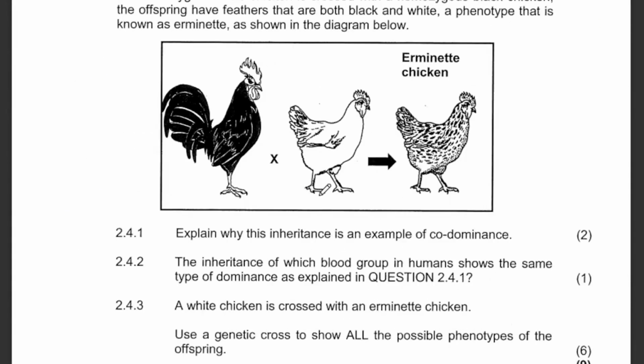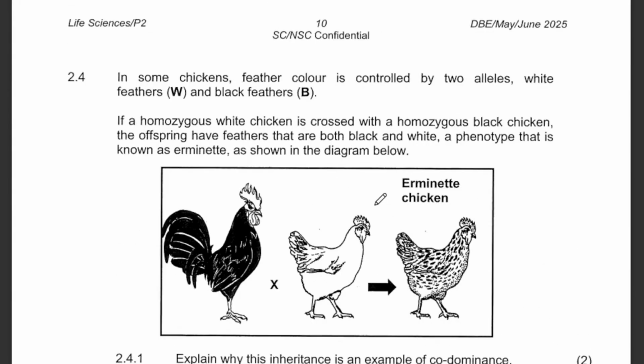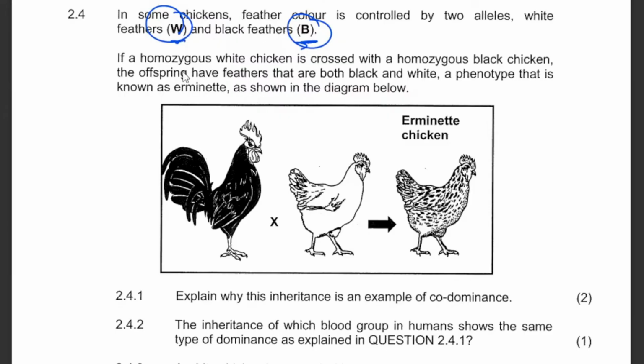We got the next question, that is question 2.4. They're saying that in some chickens, feather colors are controlled by alleles of feather W and B. This is white, and this is black, but look, the letters are both capital, meaning that they are both dominant. So it might be related to incomplete dominance or codominance.